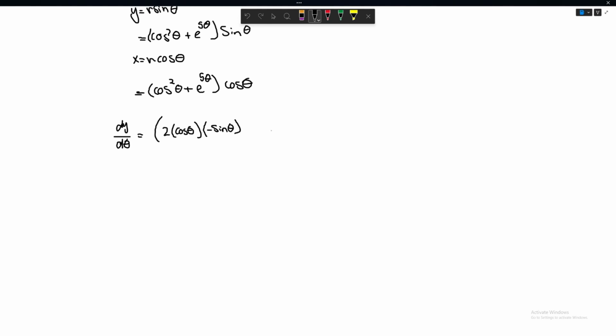Plus, my e to the 5 theta derivative is just 5 e to the 5 theta. And I'm going to leave the cos the same, or sine the same. So we're doing y, so this is sine. Plus, this would now be my cos stays the same.